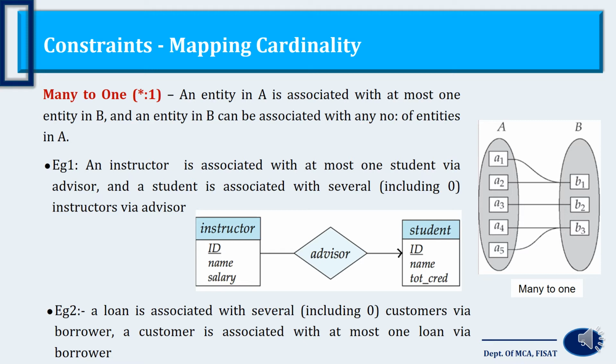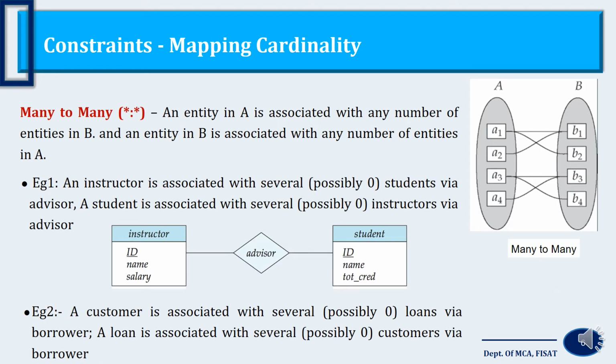Look at that diagram. The directed line towards the student shows that a student is associated with several instructors via the relationship advisor. Another scenario between the loan and the customer entities. A loan is associated with several customers via the relationship borrower, and a customer is associated with at most one loan via the borrower. Okay, that scenario also explains this many to one relationship.